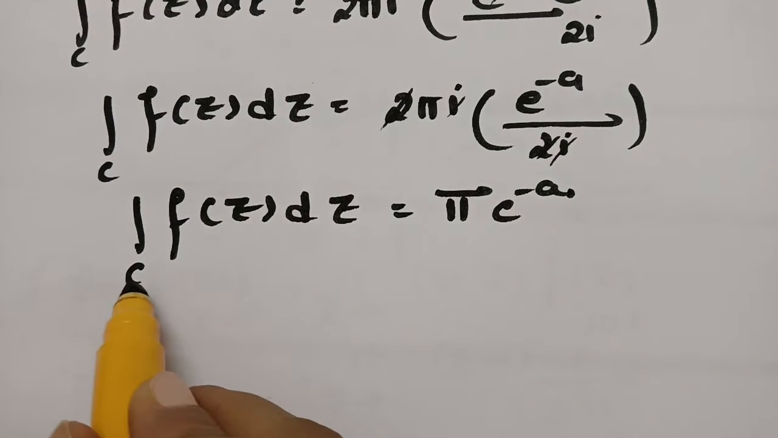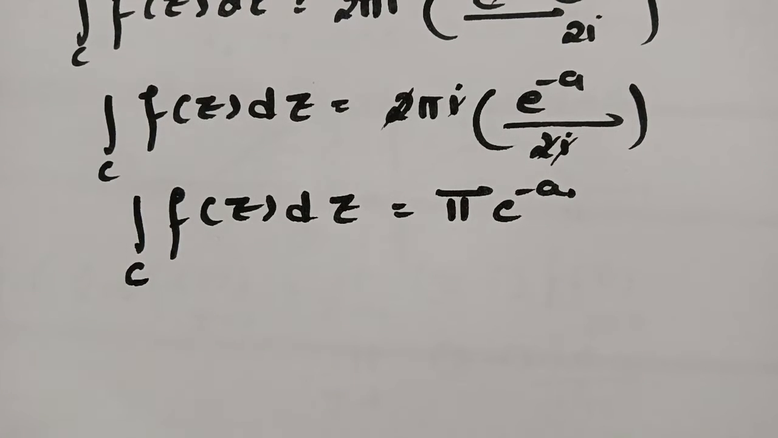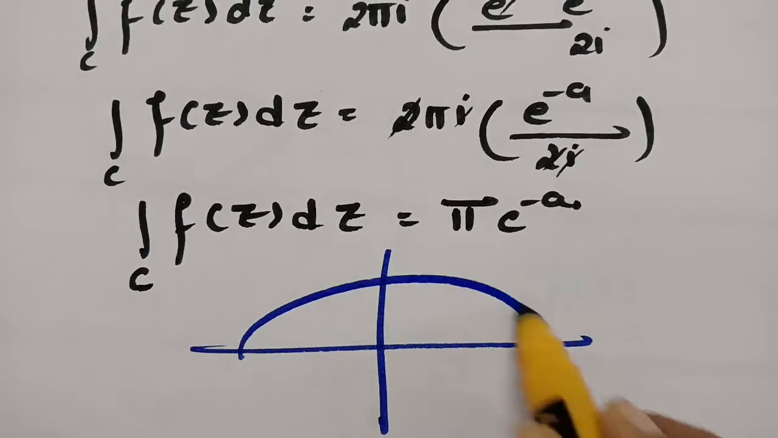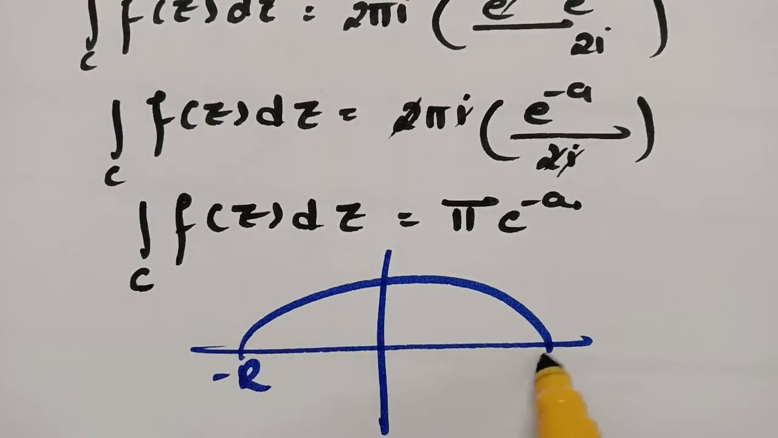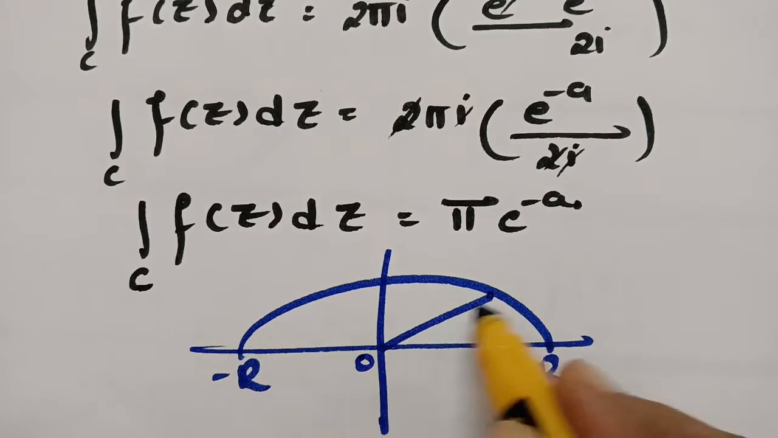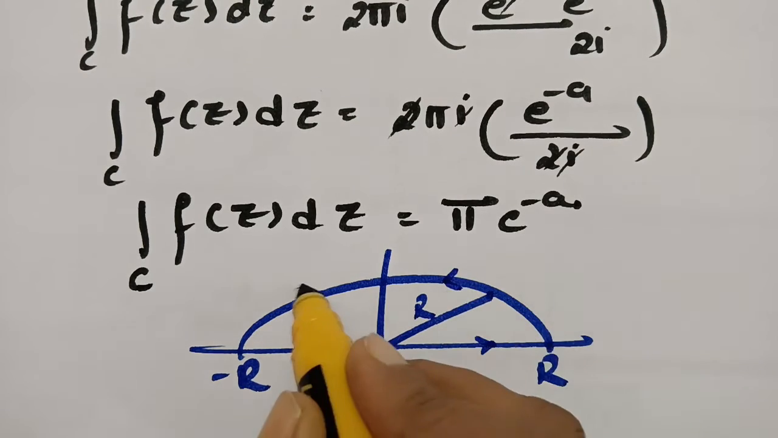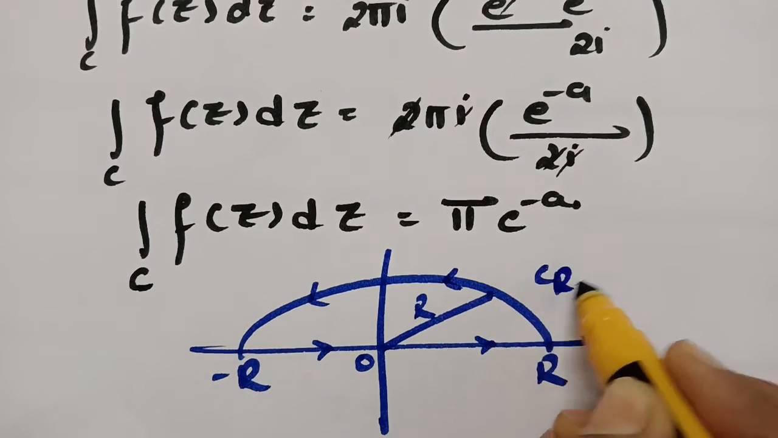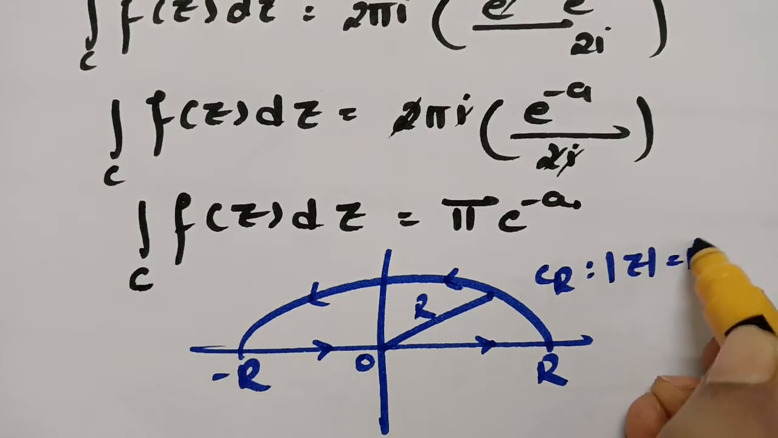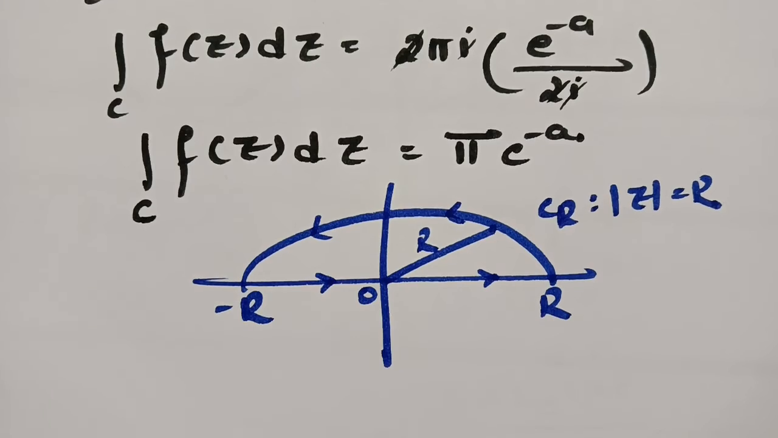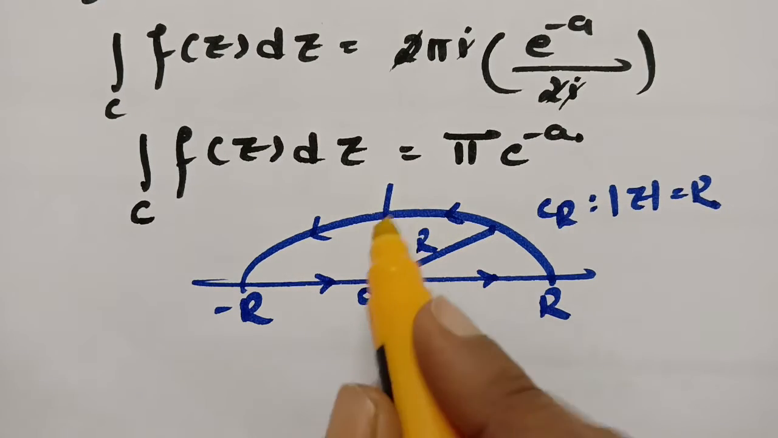Then what is our closed contour C? As you know, our closed contour C is a semicircle from minus r to plus r. The journey starts from minus r to plus r, and later goes through the semicircle C_R, which is mod z equal to r. Now this is our total contour.